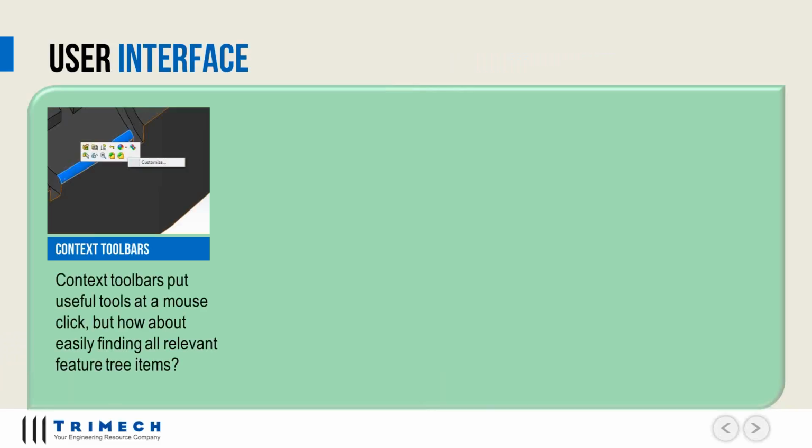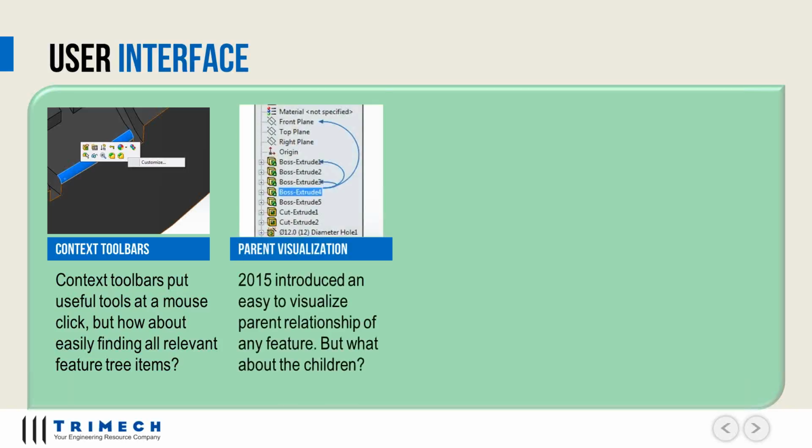As an example, a few releases back, they introduced context toolbars. Depending on if you pick a face or an edge, these quick access toolbars would appear right next to your cursor, and you could also fully customize these to add commands to them. You'll see in 2016 how they've expanded upon this concept. Also, in 2015, last year's release, they showed a graphical way of showing the parent relationships within your FeatureManager design tree. If you just floated over a feature, it would show you all the parent features associated with it with these little arrows.